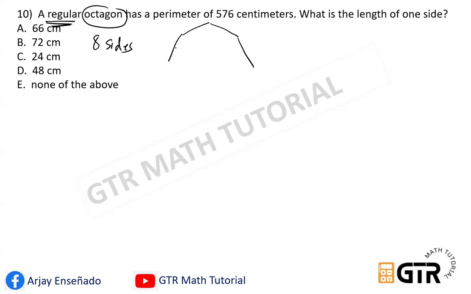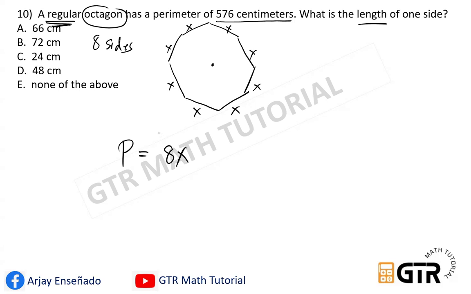Okay, 1, 2, 3, 4, 1, 2. Let's say this is a perfect regular octagon. So the perimeter is 576 centimeters, that is the total distance. Since this is regular, let's say the length of the side is x, and all the sides are congruent because this is a regular octagon. So we have 8 congruent sides. Therefore, the perimeter is equal to 8x. Given the perimeter is 576, we have 576 equals 8x.